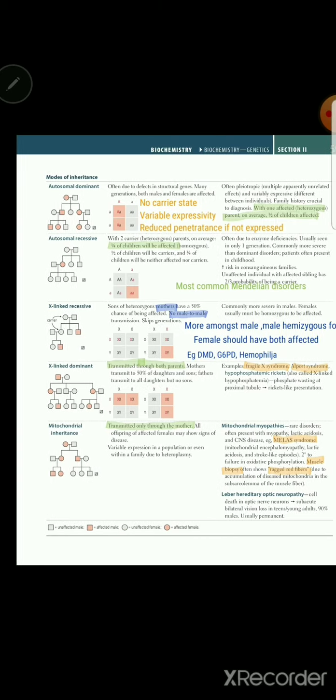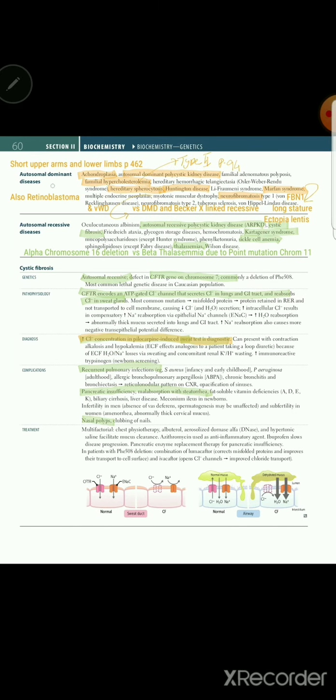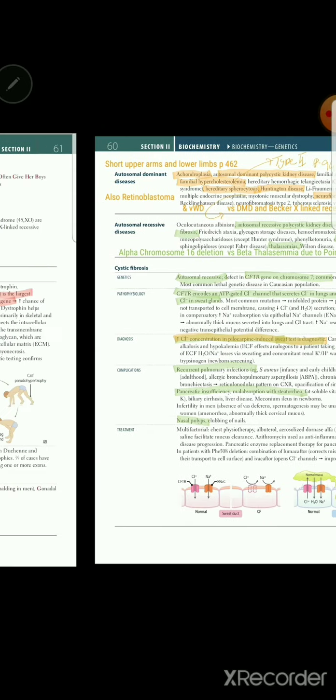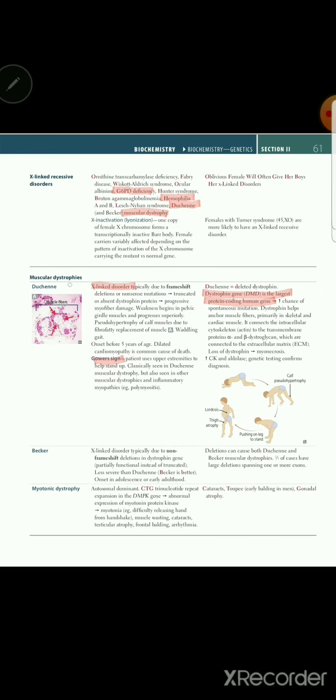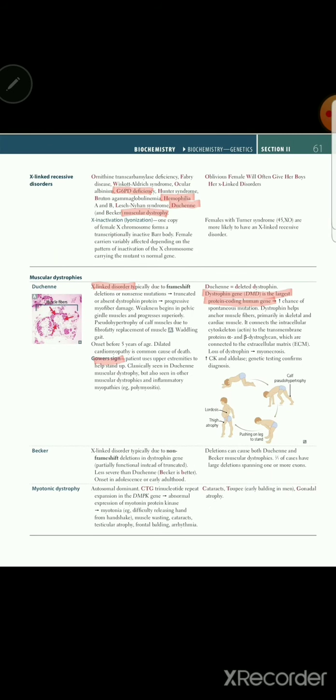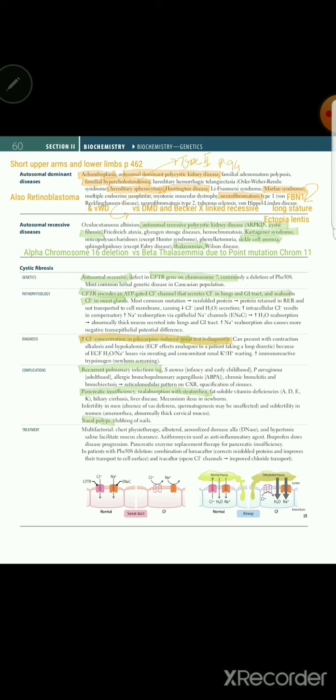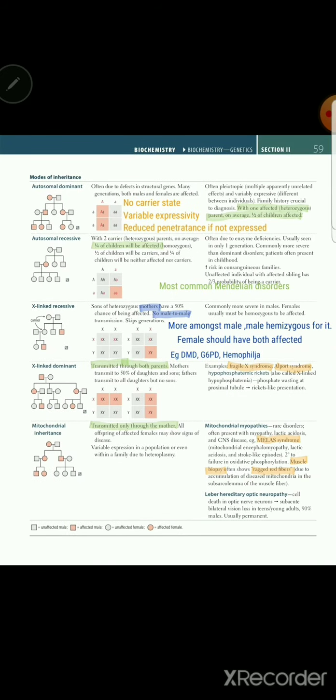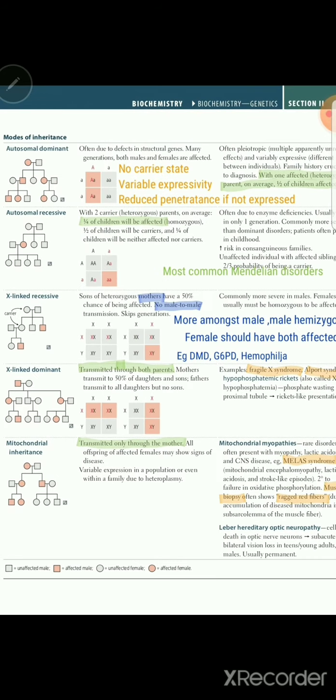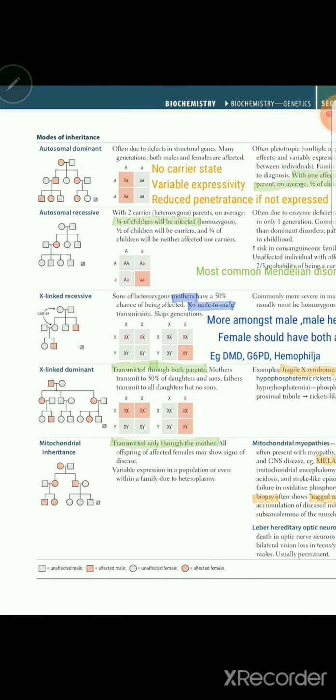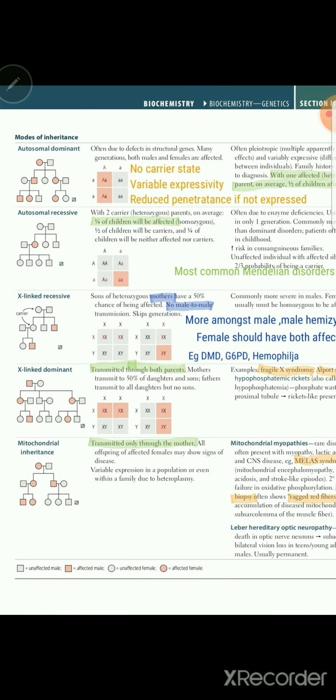And these single gene Mendelian disorders are important, and examples of each are on the next page: autosomal dominant, autosomal recessive, X-linked recessive, and of course X-linked dominant as well. So we'll go through them. First, their general pattern of inheritance is important.